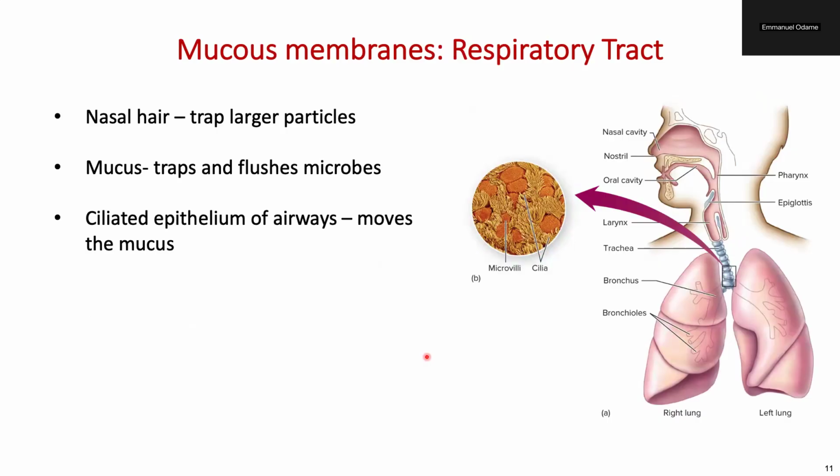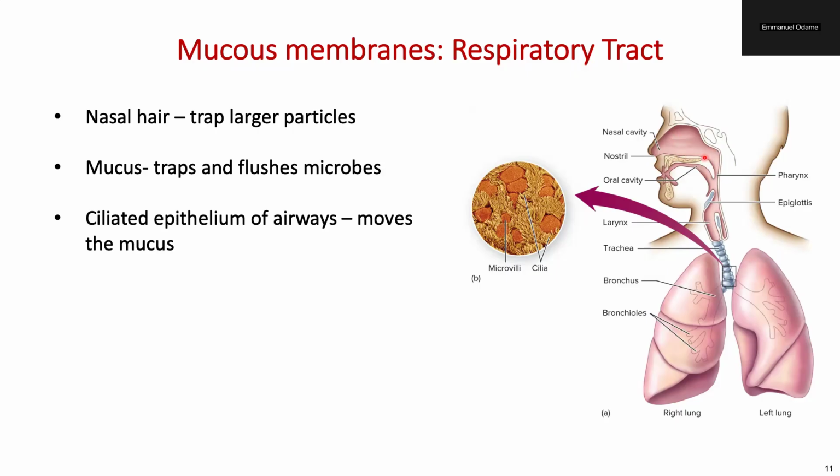So, as much as you have this mucus in your mouth, we also have some present in your respiratory tract. The first one is nasal hair present in your nostrils, and the whole goal of your nasal hair is to trap larger particles, preventing them from going into your nasal tract. And even if some particles bypass this nasal hair phase of defense, there's also mucus, which is more present in your nasal tract and basically traps and flushes out any microbe that you have.